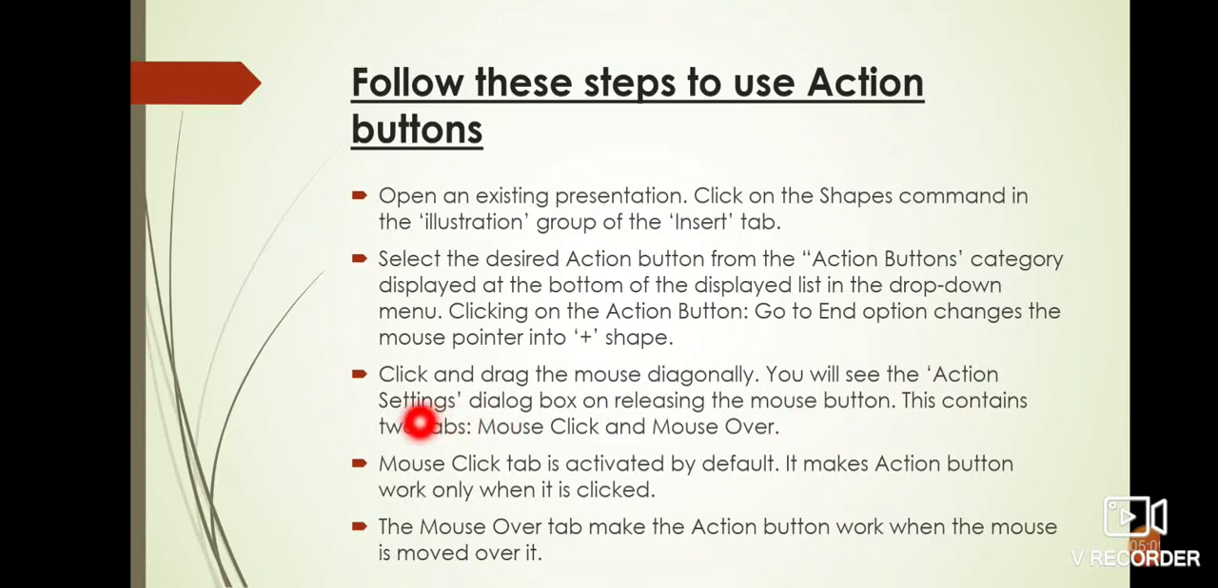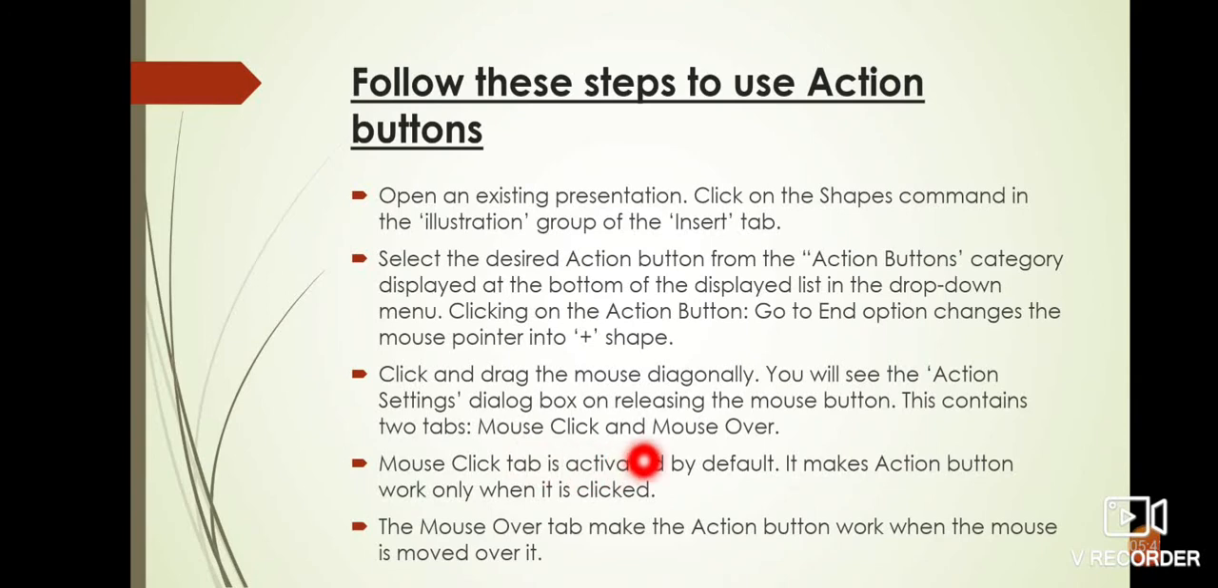You will see the Action Settings. After the action button is placed on the slide, the Action Settings dialog box will appear. This contains two tabs, Mouse Click and Mouse Over. The Mouse Click tab is activated by default. It makes the action work when it is clicked. When will the Mouse Click tab be activated? When you click on the action button, then the action will be activated.